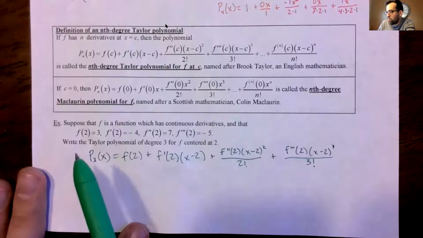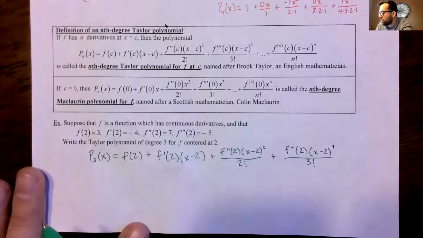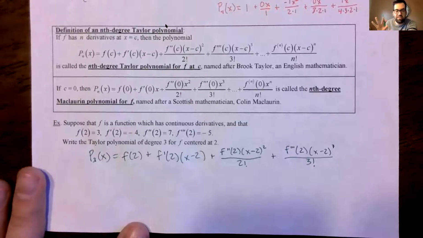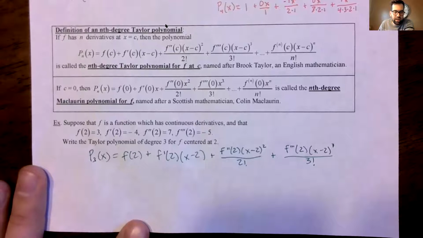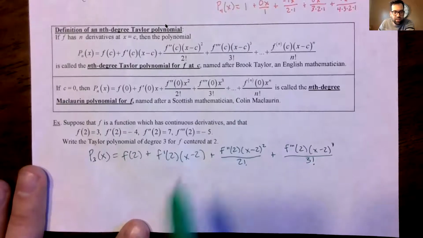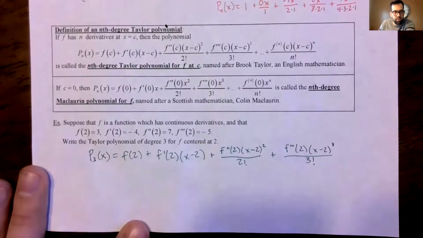I know in the example above, we talked about the specific function cosine of x. Sometimes we're given a specific function that we're finding derivatives of. Sometimes we're not. Sometimes we just have those derivatives. We don't know much else about the function, but we can still find an approximation with a polynomial using this formula for a Taylor polynomial.